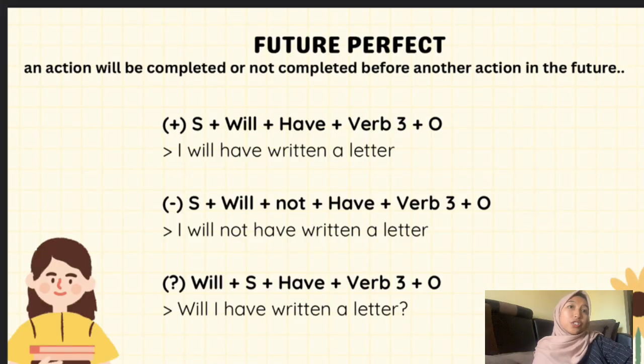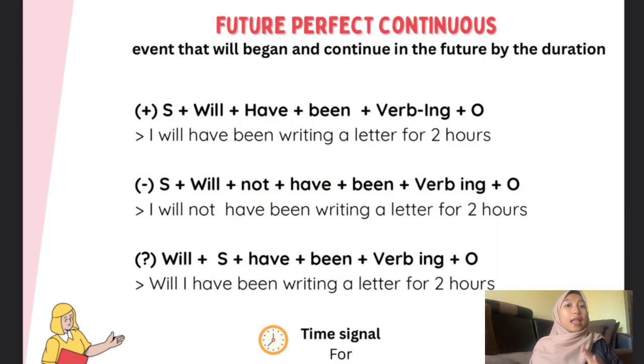Next is about future perfect. Is about an action that will be complete or not complete before another action in the future. In the positive sentence, subject plus will plus have plus verb 3. Okay, because it's a perfect, we use verb 3, kata kerja bentuk ketiga. For the example, I will have written a letter. Yes, this is the last tenses.